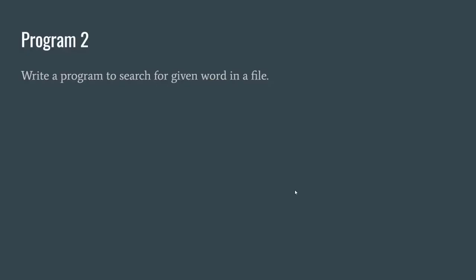So let's now see the second program. The second is to write a program to search for a given word in the file. So we just need to check if that word is present in the file. This is very simple logic. How do we execute this? Can anybody just tell me the logic? I'll quickly write the code then.